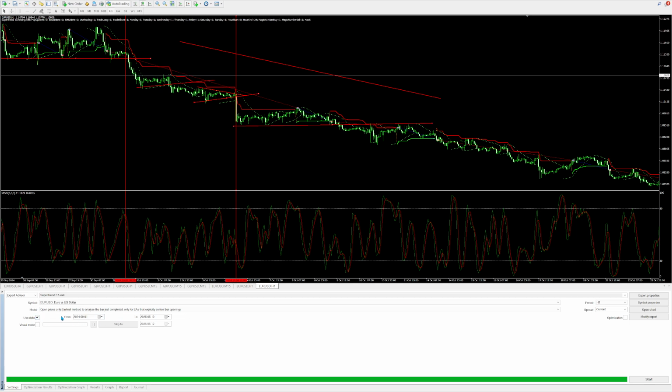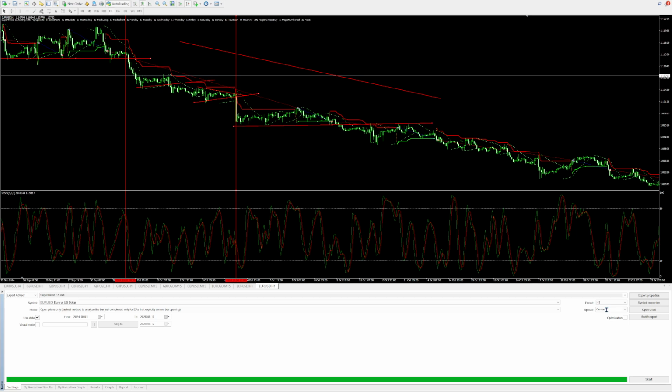Use date. This is the date of the historical data we're going to test over. So we'll test over the last 8 or 9 months or so. Okay, time frame, we'll test the 1 hour, and the spread, we'll just use the current market spread.